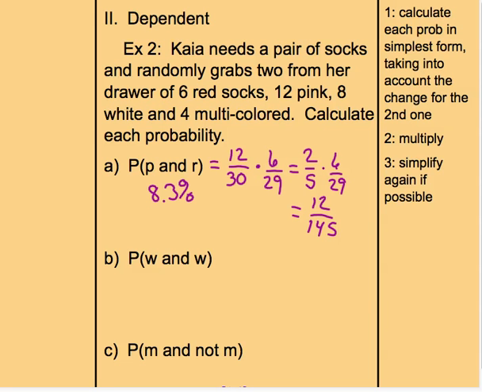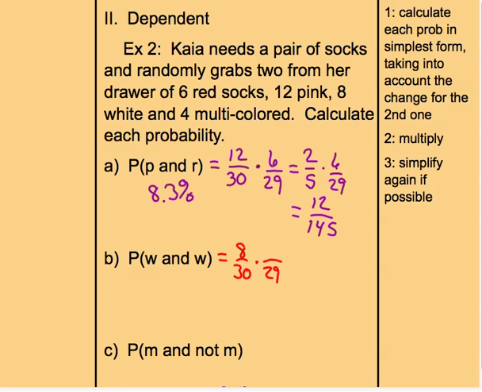All right, so let's take a look at what happens if we wanted to pull a white sock and then a white sock. So again, calculate each probability. The first chance that the sock is white is 8 out of 30. It's out of 30 because now we're starting all over. We're assuming she hasn't pulled any socks out. These are different questions, so we're not continuing that she's still got the pink and the red in her hands. She's starting all over.